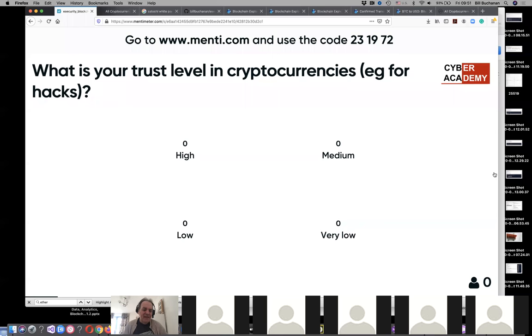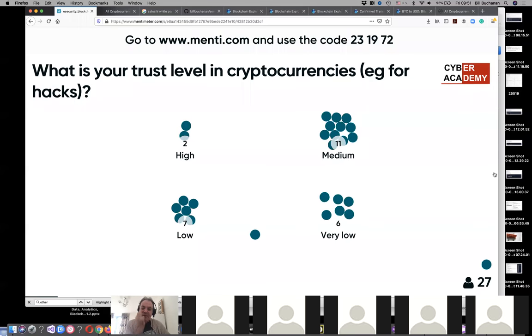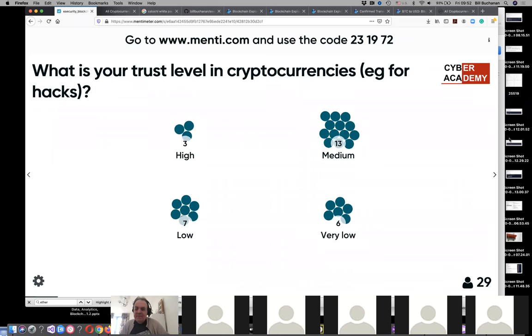Okay, so what's your trust level in cryptocurrencies? Is it high, medium, low, or very low? Would you trust them? Would you put all your money into cryptocurrencies? Okay, so generally, that's quite a spread, but we're kind of medium there. Quite a few of us have very little trust in them. So it's unlikely that we'd put our mortgage or all our money into cryptocurrency. But maybe we might pay for a Starbucks coffee or something with it, as long as we knew that it was limited.